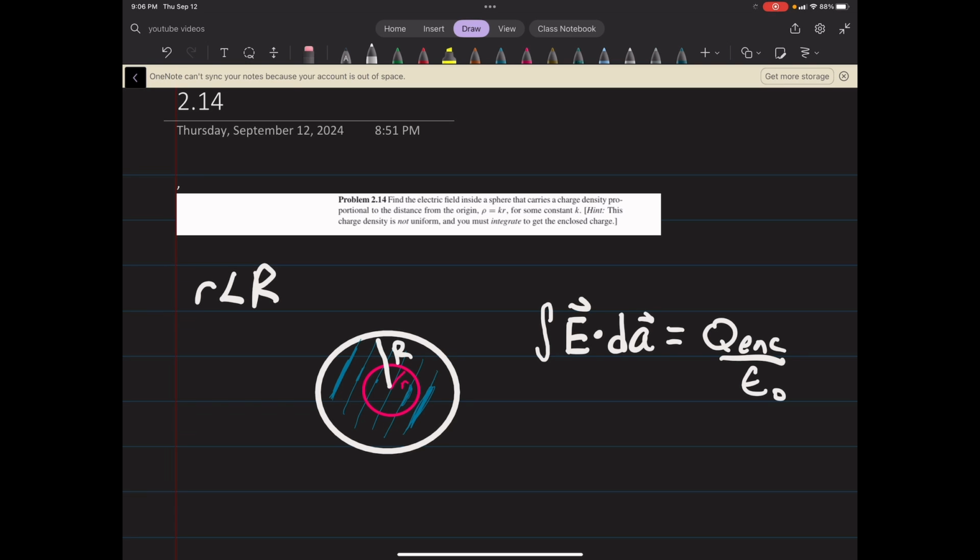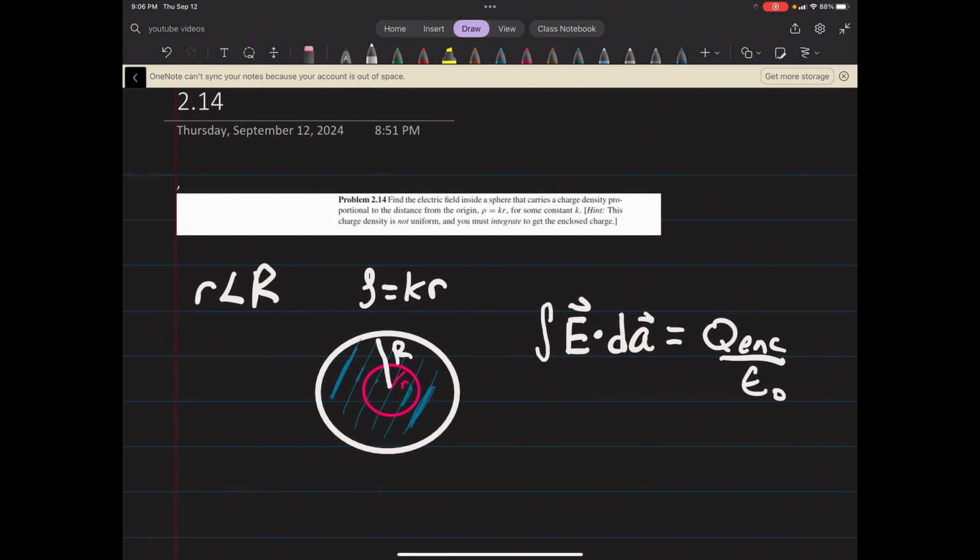So let's start problem 2.14. It says find the electric field inside a sphere that contains a charge density proportional to the distance from the origin, rho equals k times r, where k is some constant.